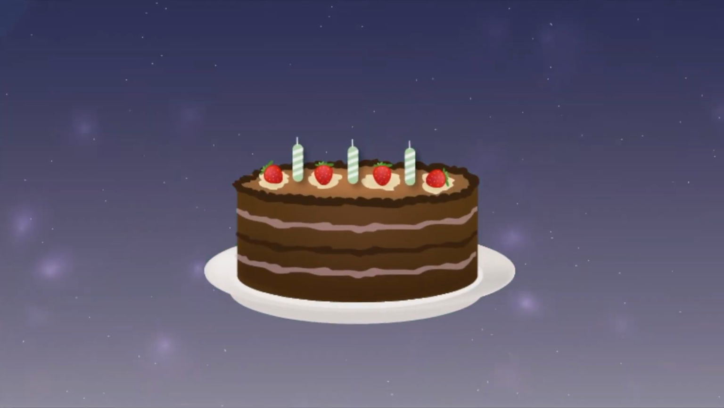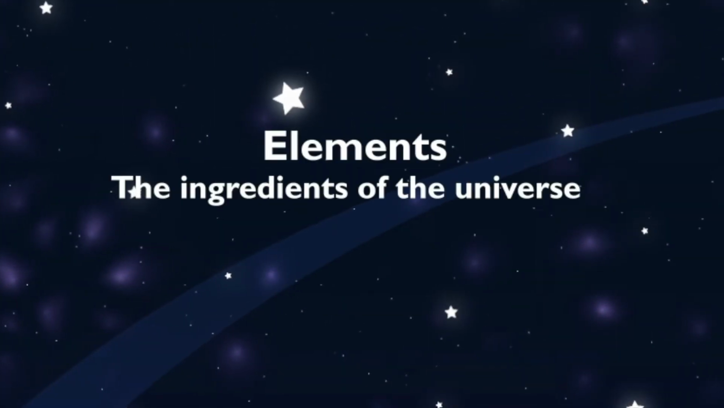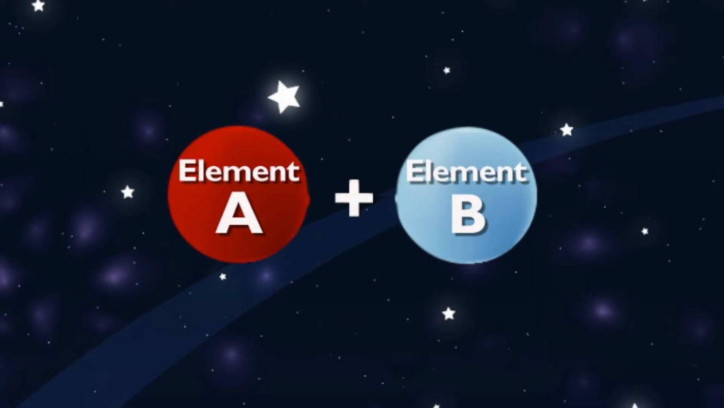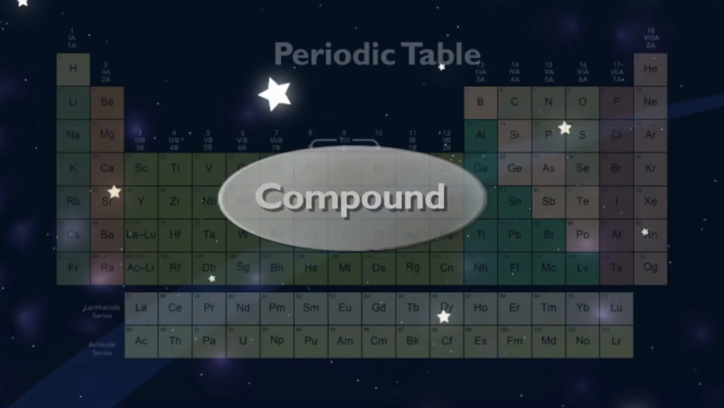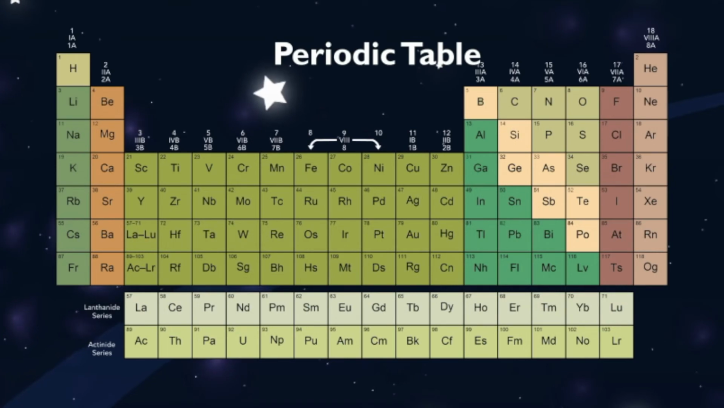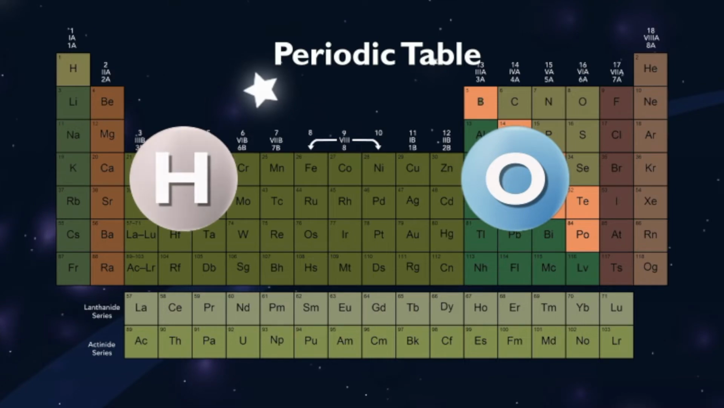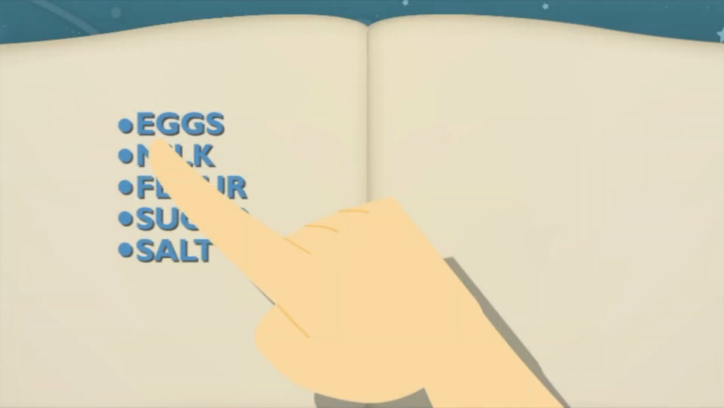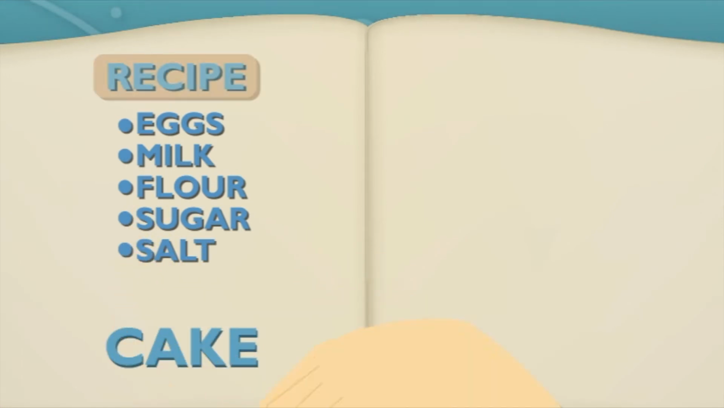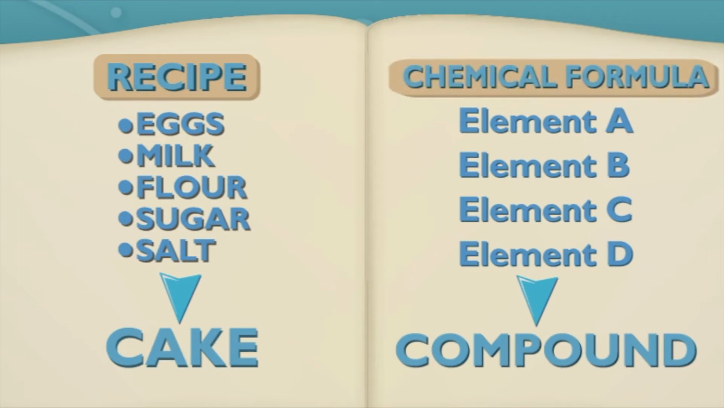A cake. So, elements are the ingredients for the universe? Kinda, yeah. The universe combines elements to make compounds. There are 118 elements, and they're each listed on the periodic table. Every element has a symbol, too, like O for oxygen, or H for hydrogen. That's a lot of ingredients. I know. When we combine ingredients to make a cake, it's called a recipe. When elements combine to make a compound, it's called a chemical formula. That sounds a lot more serious.